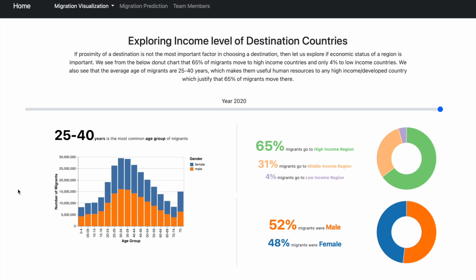And we also see that the majority of migrants fall in the age group of 25 to 40 years, which makes them useful human resource to these developing countries, and thus it justifies the 65% number increase in the high income regions.